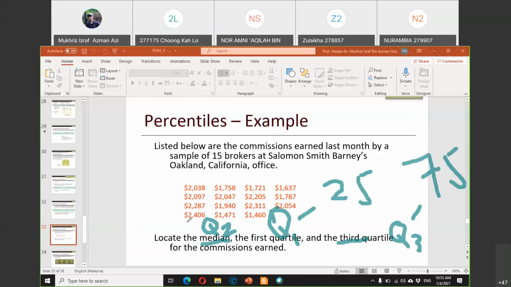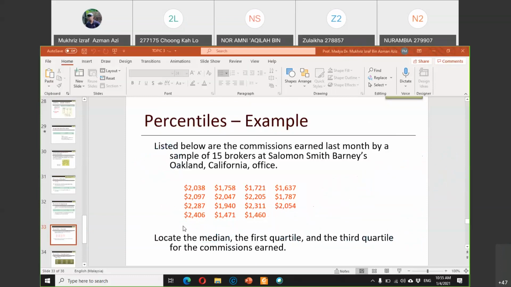So whenever you mention Q2, it is also the median or the 50th percentile. The number in the middle is also called the median. So when we talk about quartiles, whether Q1, Q2, Q3, Q2 is also the median, Q1 is the 25th, and Q3 is the 75th percentile value.